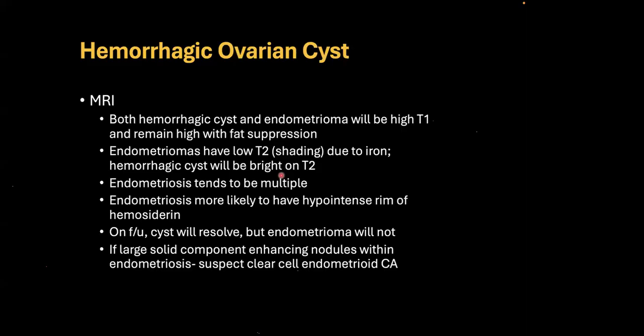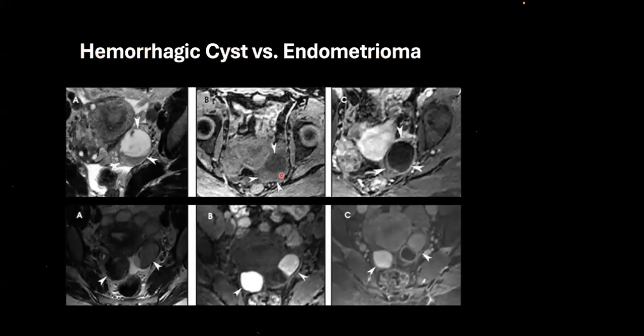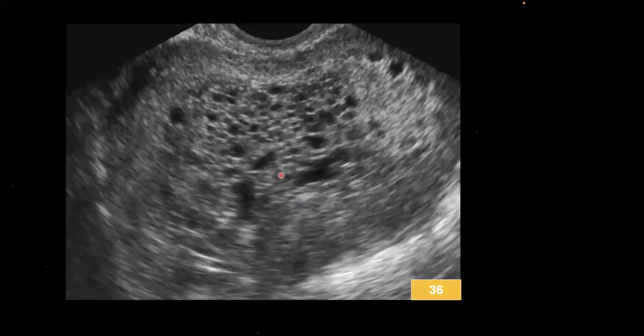And of course, there are few cases in which we are just not very definite on either ultrasound or MRI, and then we have to follow it up. We have to compare the sizes. The one which is resolving is the hemorrhagic cyst, but endometrioma will not. Yeah, even the hemosiderin rim will be there in endometrioma. Very good. Low level hemosiderin. Okay, so these are the cases.